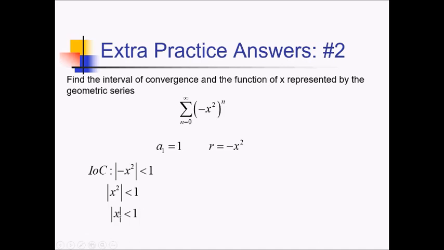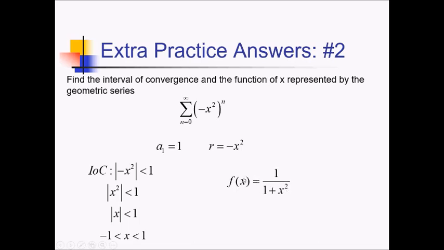So here now, I can split this up into one of those double inequalities. I can say that x is between negative 1 and positive 1. So negative 1 less than x less than positive 1. So that's my interval of convergence. Now for the function of x, we're just going to do a1 over 1 minus r. So that's going to be 1 over 1 minus negative x squared, which ends up actually being 1 plus x squared down there.